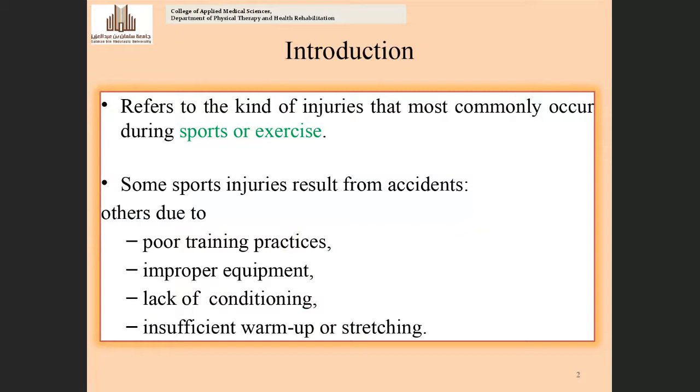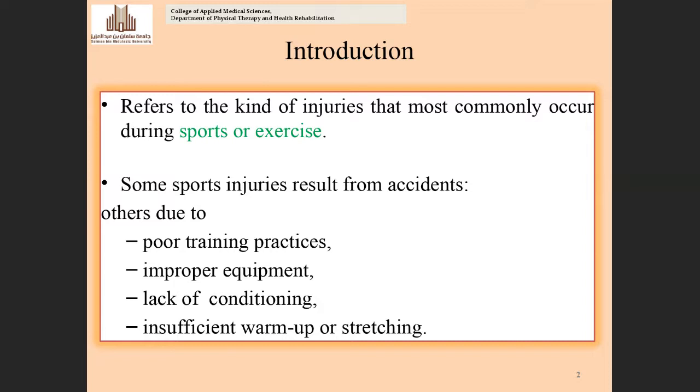First of all, I welcome you all to this course, Sports Injuries. Today we are going to talk about the basic introduction to sports injuries. It is one of the very important elective subjects in the master's field. So let me explain some important aspects of this course.